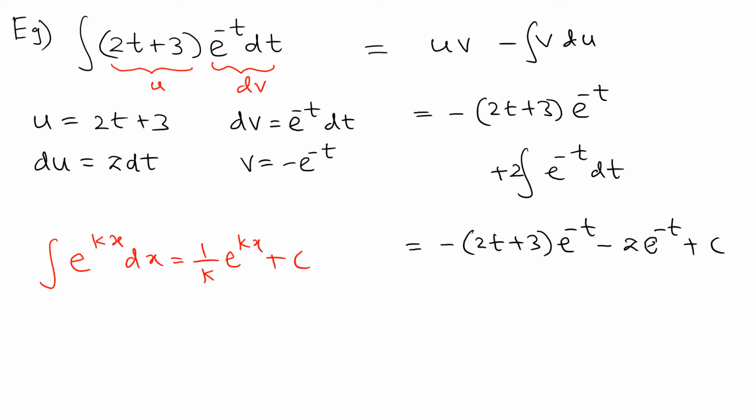And if you want, you can simplify this one. So it is all negative, and you can pull e to the negative t out, and then you're going to get 2t, and negative 3 minus 2 means negative. Actually, the negative outside makes it positive 5, plus c. So that's the answer for this problem.